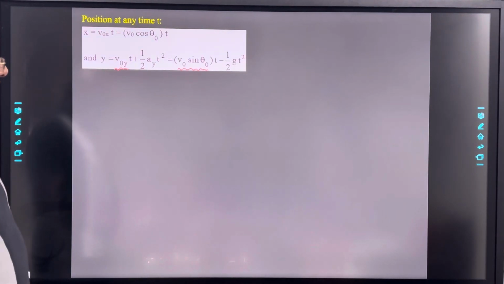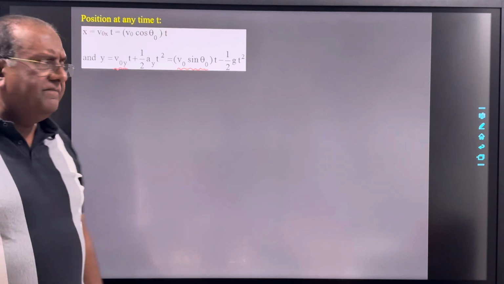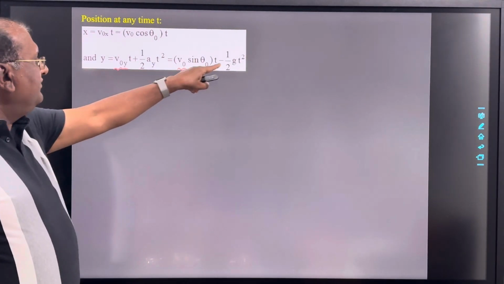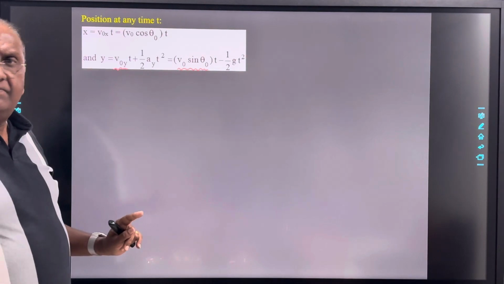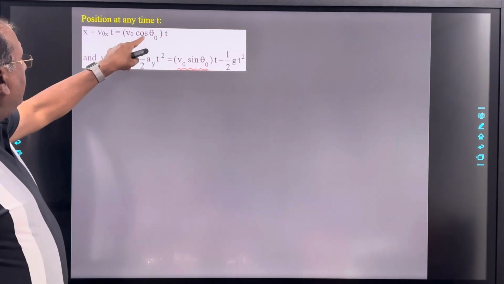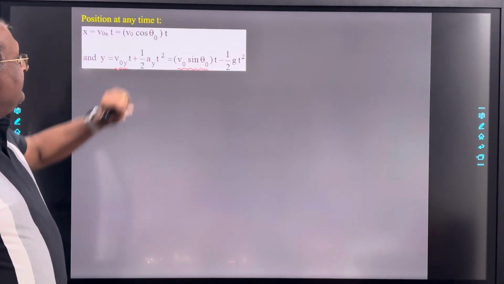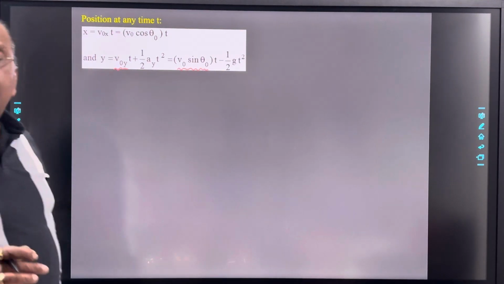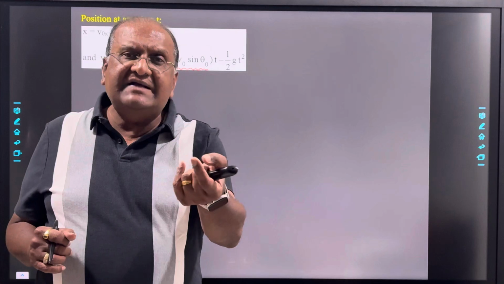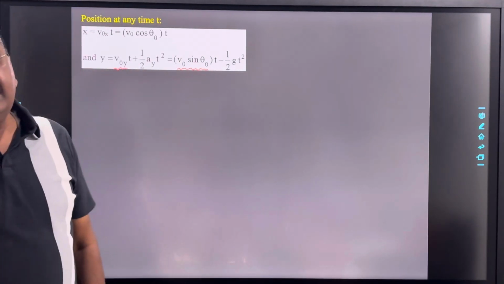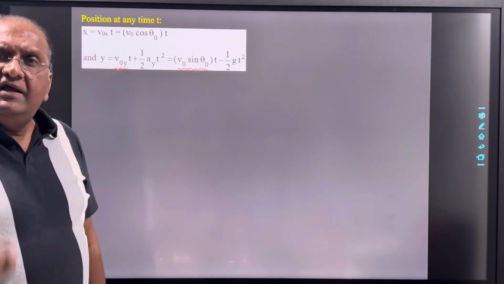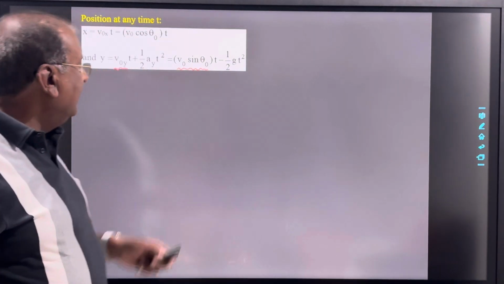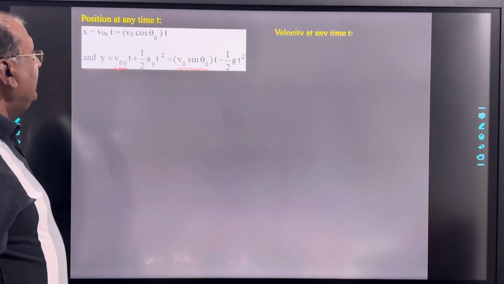Now at any instant t, here see, v0 sin theta 0 and half g are all constant. In this equation v0 cos theta 0 is constant. So at any time t in these equations, if you substitute the value of t, you will get the x and y coordinates for the position, and with the help of that you can locate the position of the particle, or we can say projectile. Clear?